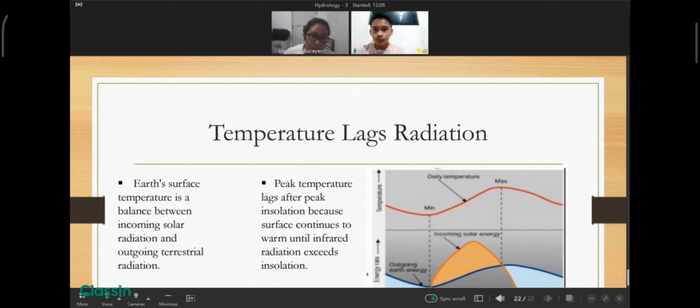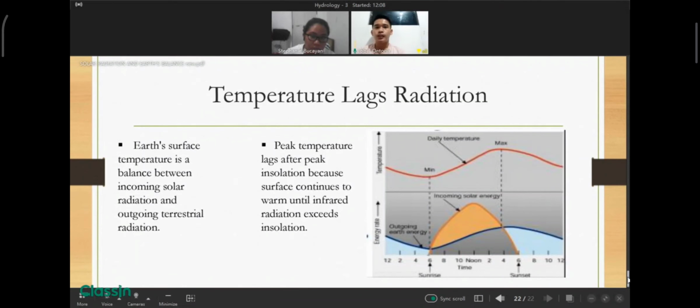Ayan. Temperature lags radiation. Earth's surface temperature is a balance between incoming solar radiation and outgoing terrestrial radiation. Peak temperature lags after peak isolation because surface continues to warm until infrared radiation and exceeds isolation. So, sa picture, ito yung graph kung paano yung napuplow. Ayan. So, yung temperature at yung radiation sa mundo.